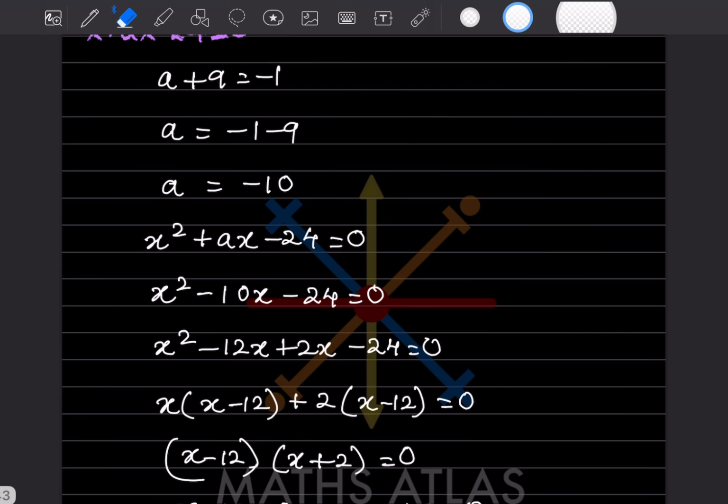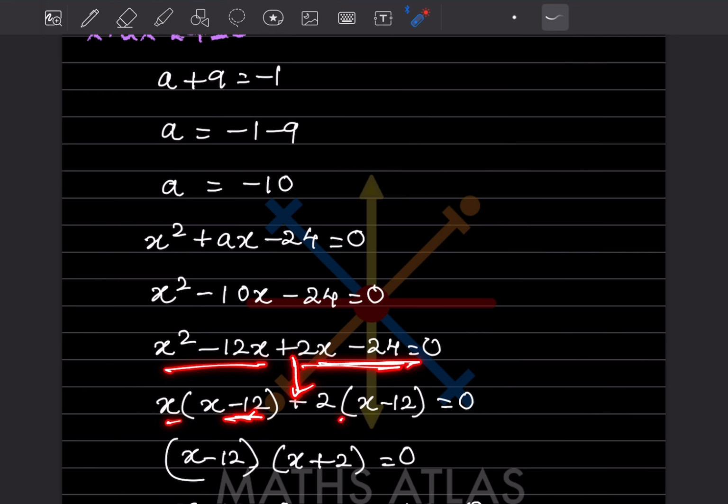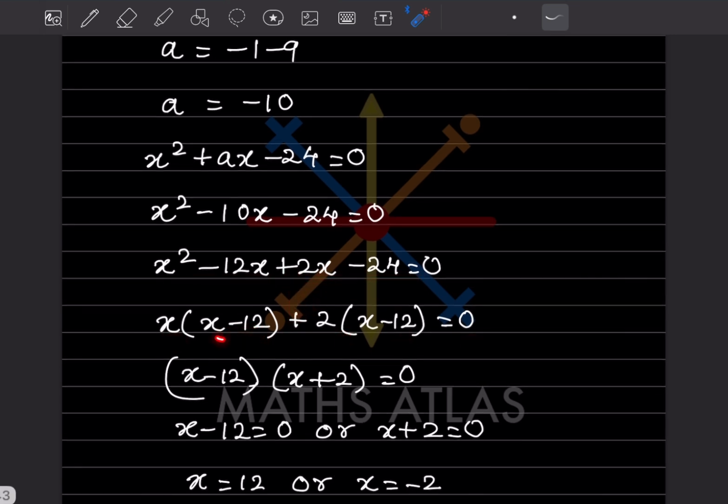Minus 24 is 0. So now we are going to use the same method. We are going to split this one by taking the factors of 24. That will be minus 12 and plus 2, because this is minus here, you will write minus 12 plus 2, that is going to be minus 10. This is the same. So now we will group it. X is common in the bracket, x minus 12, this is the sign the same. From this common is 2, x minus 12 is equal to 0. So x minus 12 and this will be x plus 2 is equal to 0. This is going to be equal to 0 or this is going to be equal to 0. So x is going to be 12 and x will be here minus 2.